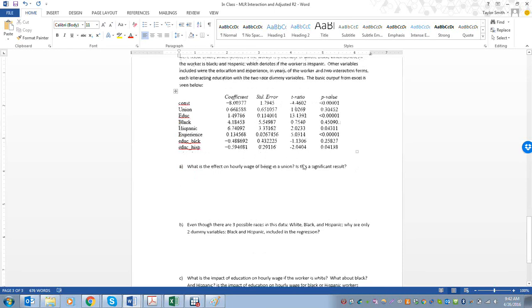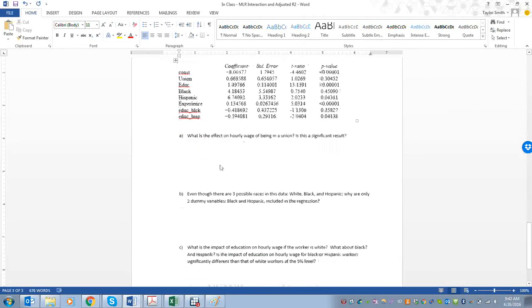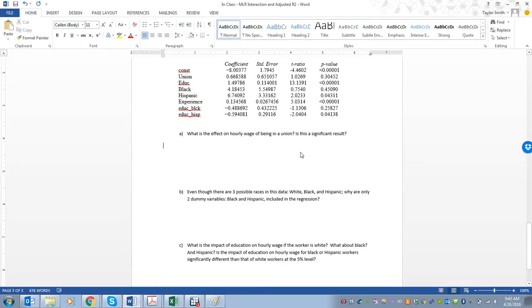So here's the part that we actually care about. 1, what is the effect on hourly wage of being in a union? Is this a significant result? So what this says is, being in a union raises wages by 0.66, we'll say $9.